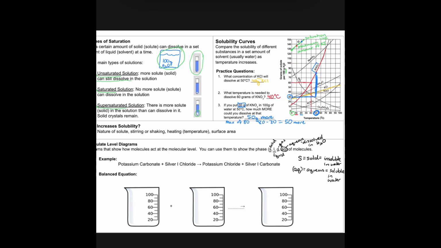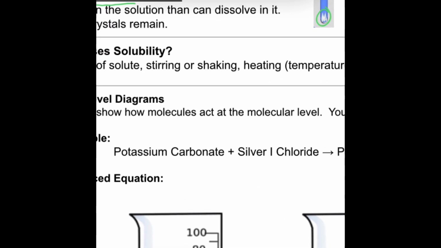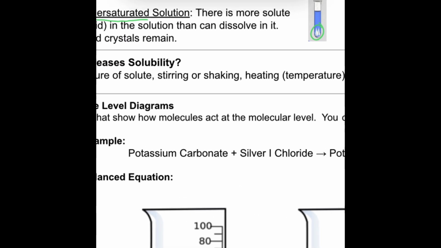Now, if I want to draw a particulate level diagram of this particular chemical equation, the first thing I have to do is write it out chemically. So we're going to do that real quick. We have potassium carbonate, right? We have potassium and we have carbonate. To write that properly, you have to swap and drop it because it is an ionic compound. So we have K2CO3.